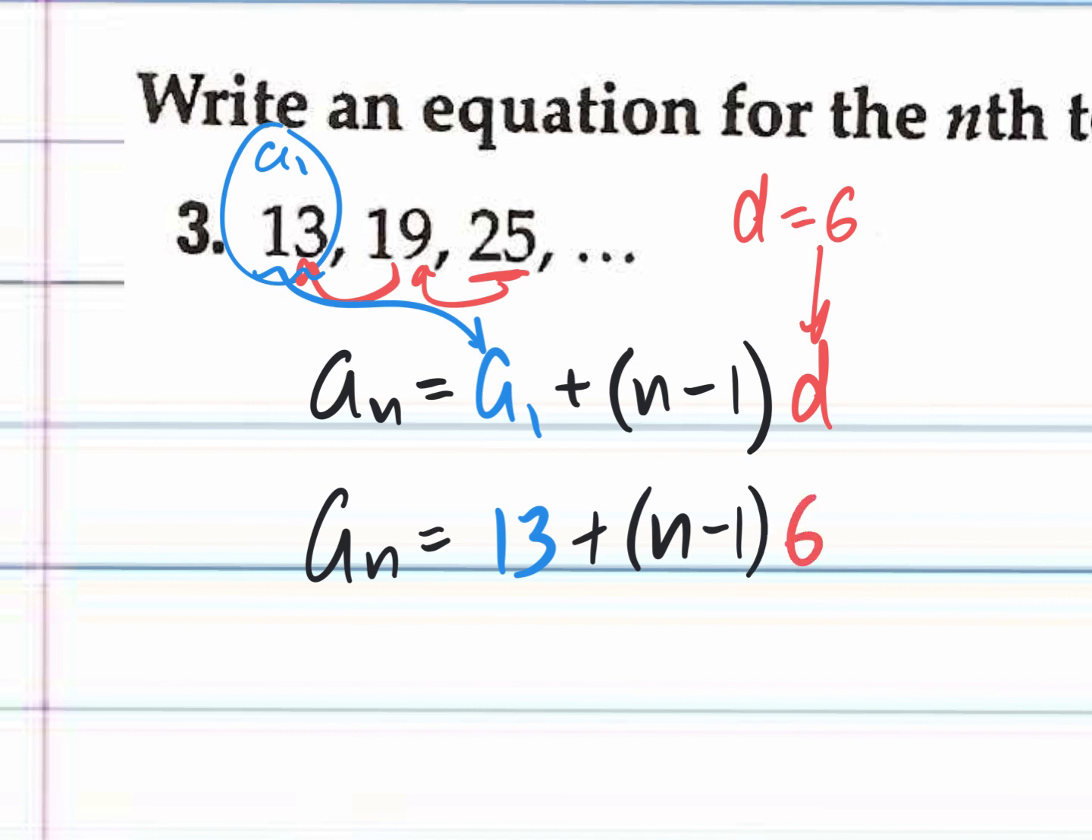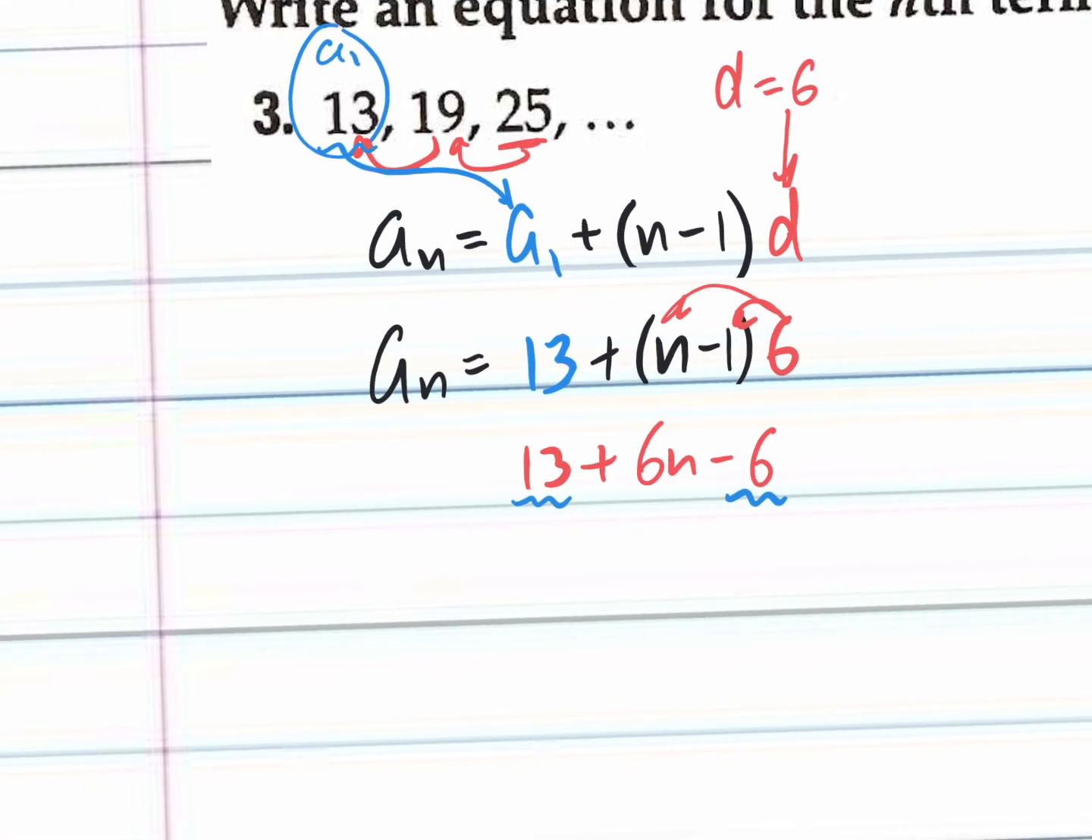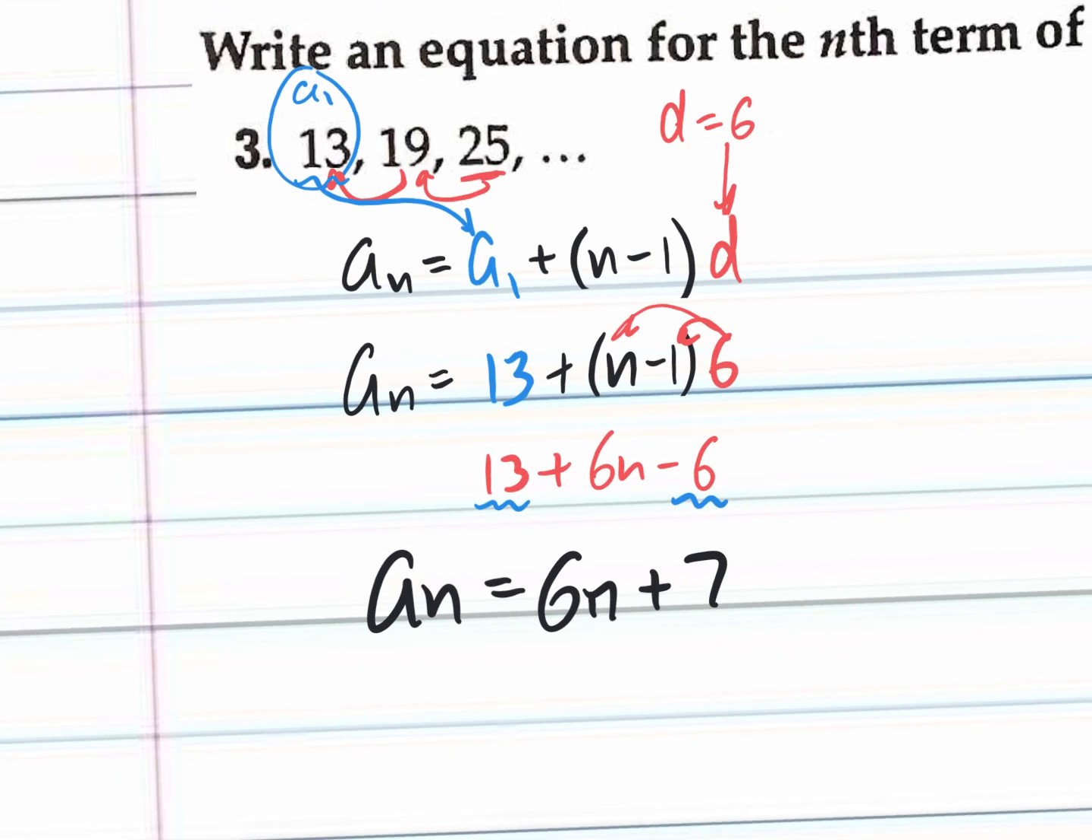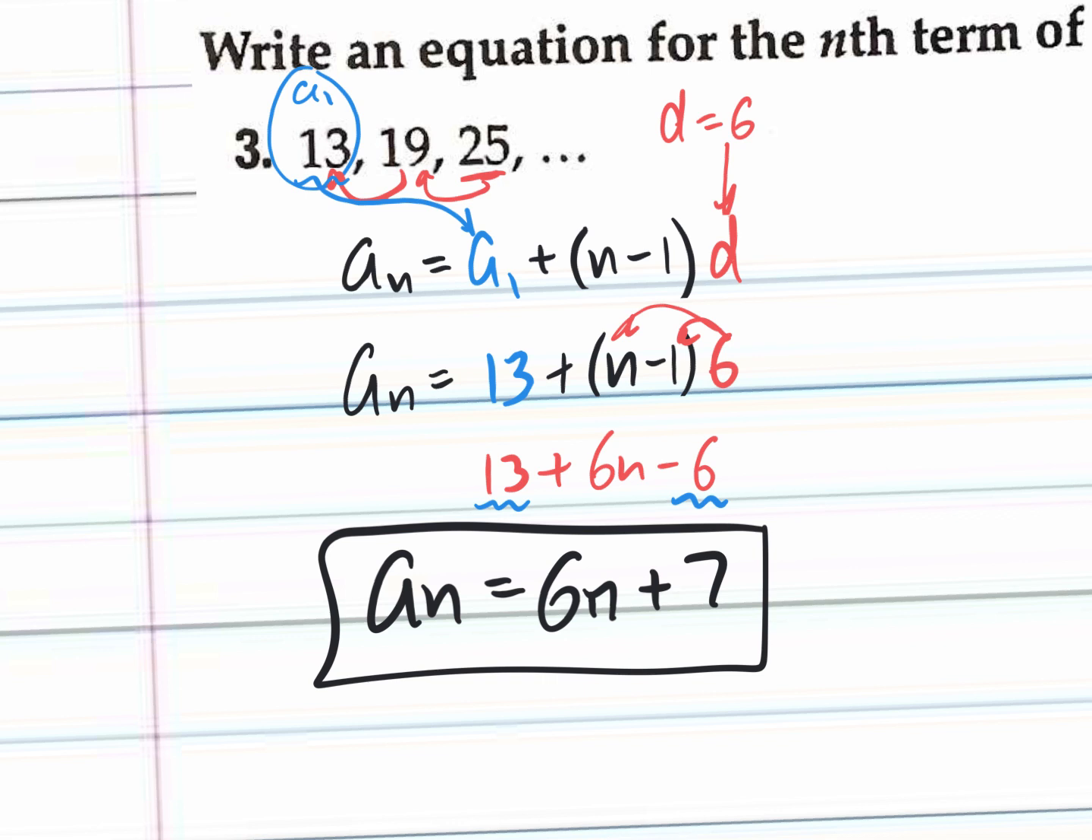And of course, this is the machine that works, but let's clean it up. Let's distribute and combine like terms. So 6 times n, 6n, 6 times negative 1, negative 6. Bring down the plus 13. Out of those 3 terms, we could combine the first one and the last one, giving us a sub n equals 6n plus 7. Okay, so we have found the a sub nth rule. That's what they asked for on this question.